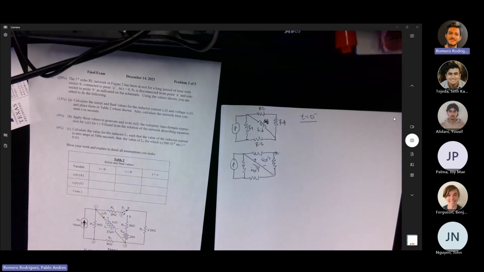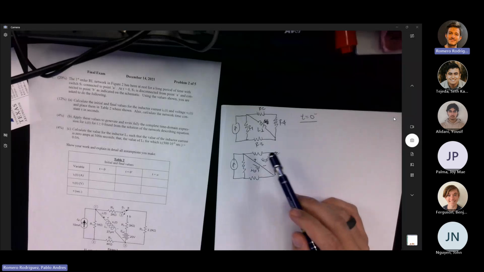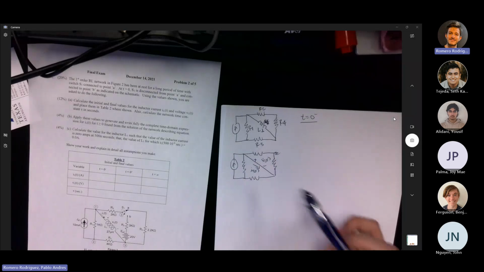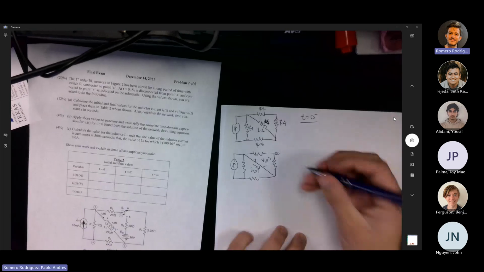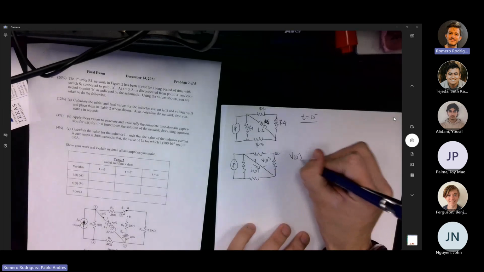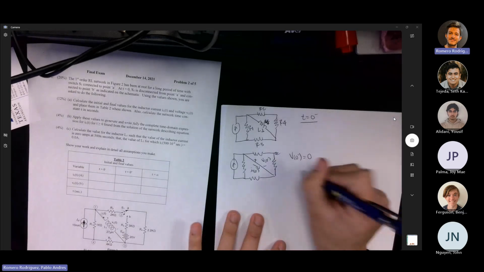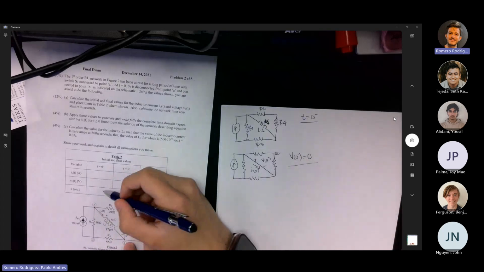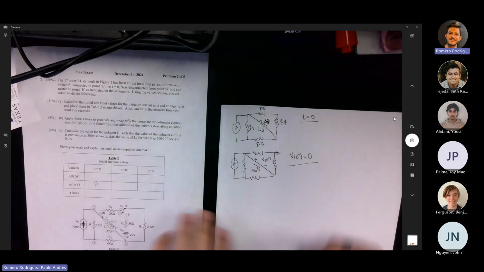Okay. So from this network, can anybody tell me what V0 is going to be? What's the voltage through a short? 0. So V0 minus is going to be equal to 0. We already have an answer, so you can fill 0 here if you want.